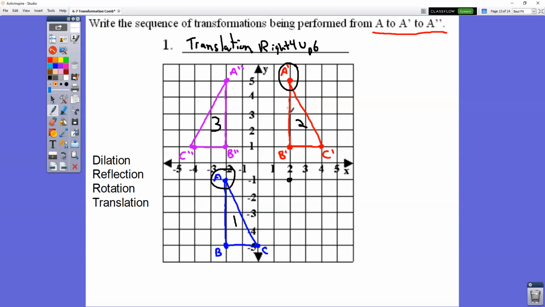Now I need to figure out how I'm getting from the red one to the purple one. It might be the same thing. You might have a translation, then a translation, but most of the time it's different. So I can see that this is a flipped opposite mirror image. All right. It's being flipped over this line right here, which is our y axis. So the next thing that we're doing to get from A prime to A double prime is we are doing a reflection over the y axis. So this would be your complete answer.